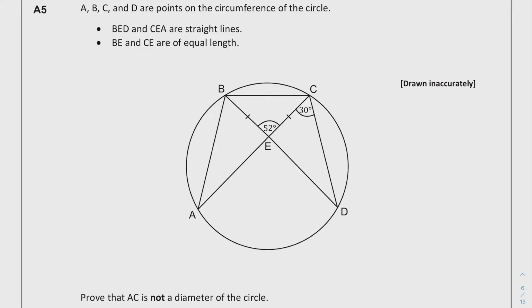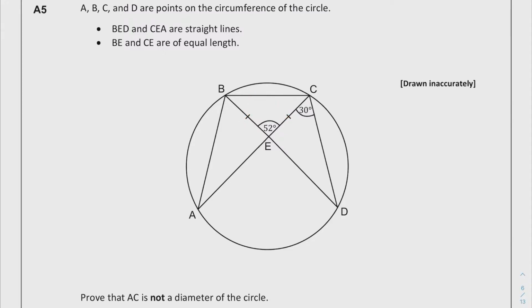So in this question, we're given that A, B, C, and D are all points on the circumference of a circle. We're also told that BED and CEA are both straight lines. And the final piece of information is that CE and BE are of equal length. That just means that this triangle right here is an isosceles triangle, so that this angle and this angle are equal.